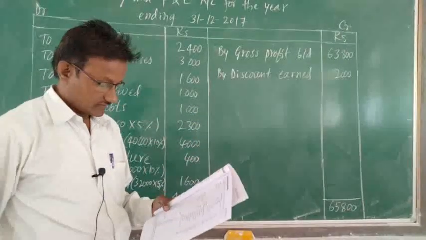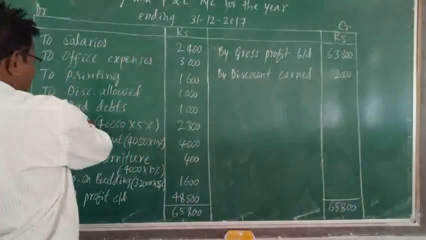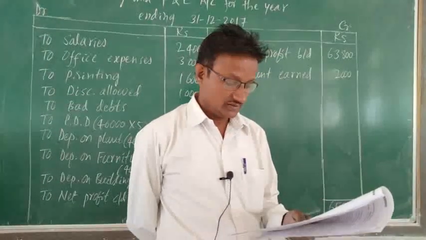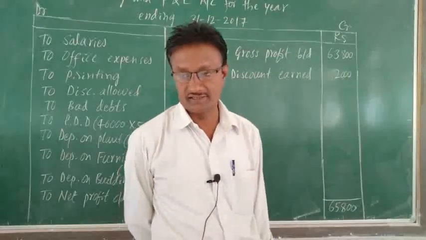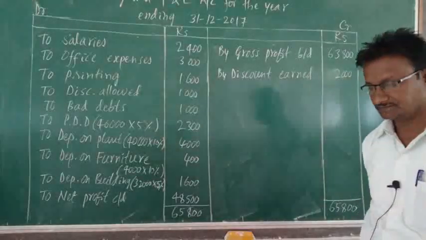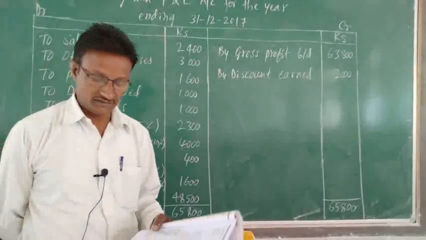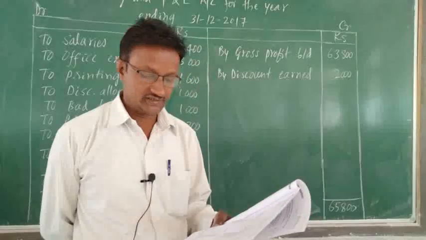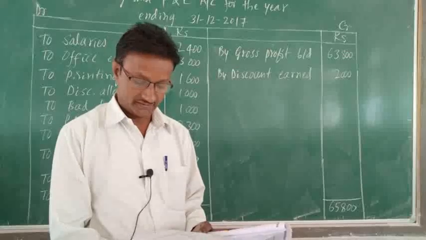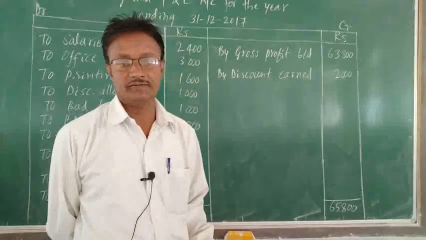Next, bad debts is given 1,000, so to bad debts 1,000, and discount earned is 2,000. It is income, so it should be taken on the credit side, by discount earned 2,000. And here one more information is given, that is provide for doubtful debts at 5% on debtors, depreciate plant and furniture by 10% each, and building by 5%.